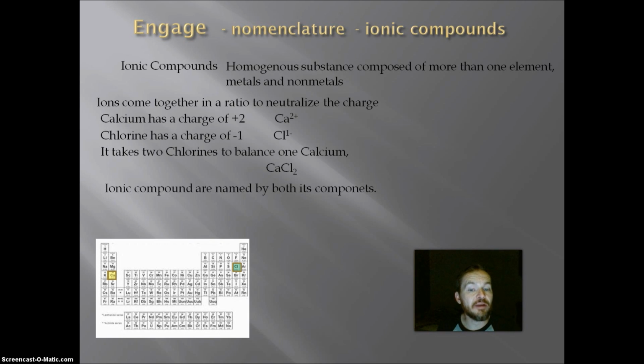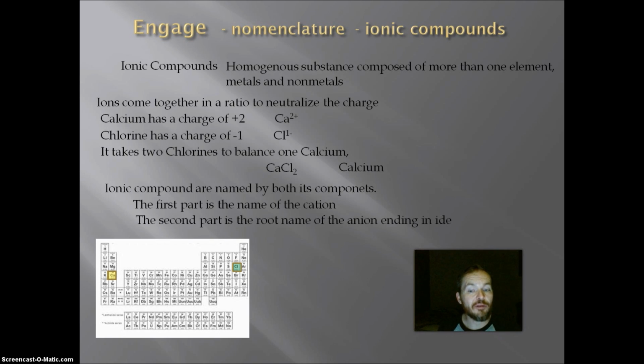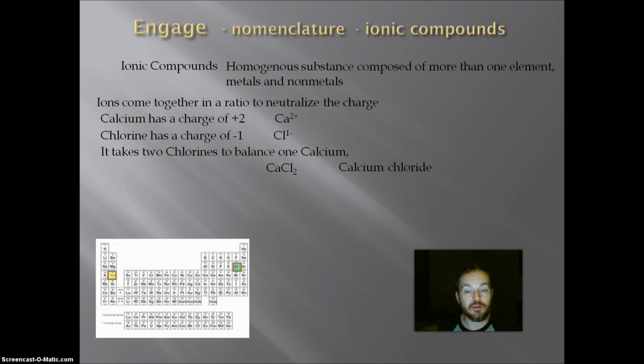Ionic compounds are named by both of their components. So the first part is the name of the cation, and the cation in this case is calcium. And then the second part is the root name of the anion, but it gets the "ide" ending, so we know that the name is done. So it starts as chlorine, chlorine becomes chloride, and the chemical name becomes calcium chloride.